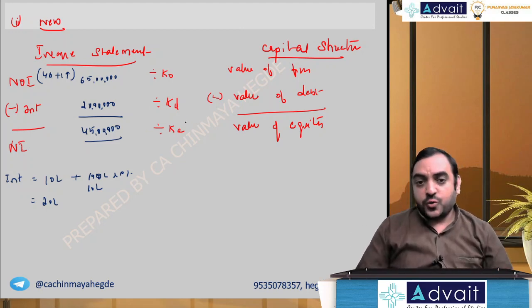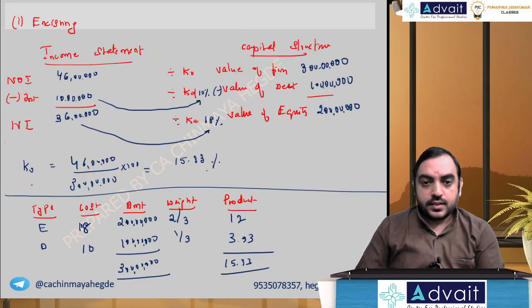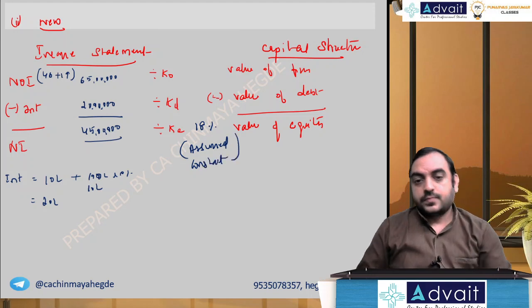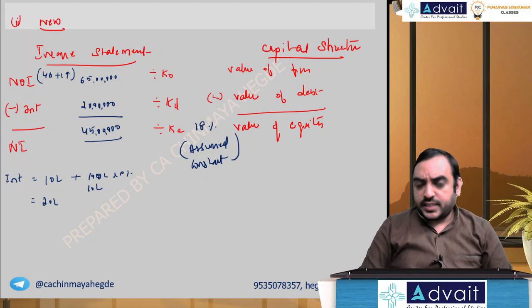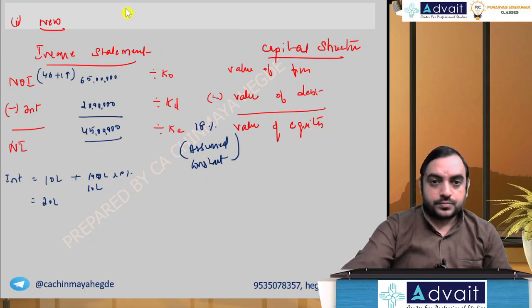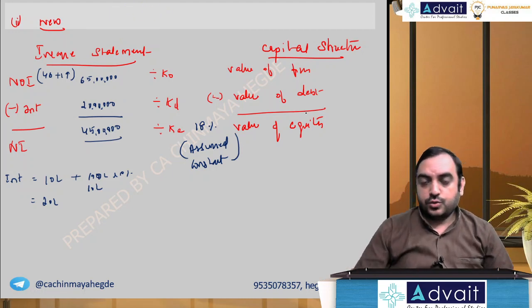Okay. So cost of equity 18%. You assume to be same. If you assume same, assume constant. If cost of equity assumed as same 18%, what will be the value of equity? 45 lakh divided by 18%, 250 lakhs.